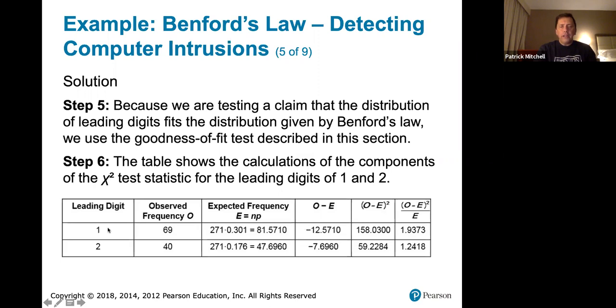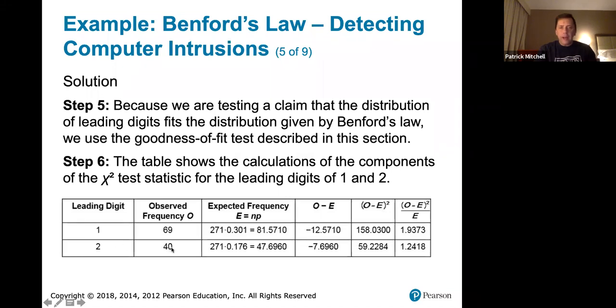So for leading digit of 1, it was observed that the 1 came up 69 times. The expected frequency would be 271 times 0.301, which is 81.571. So when you do 69 minus 81.571, you get negative 12.571. You square that, you get 158.03. Divide that by E, which is 81.571. You get 1.9373, okay?